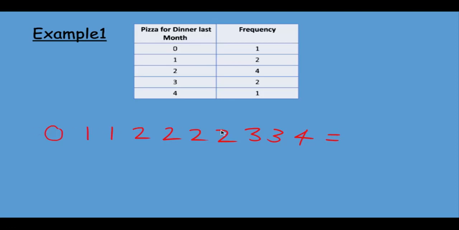So these numbers added together would tell us how many pizzas people had altogether. You can use a calculator if you want. So we've got 2, 4, 6, 8, 10, and 6 there, and 4 is 20. And I said that we've got 10 people here. So to find our mean, we're going to write 20 divided by 10. So our mean is 2.